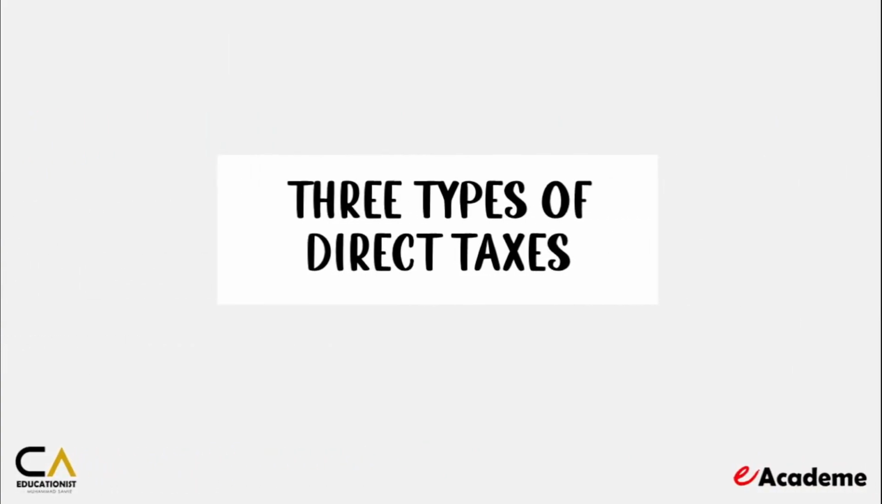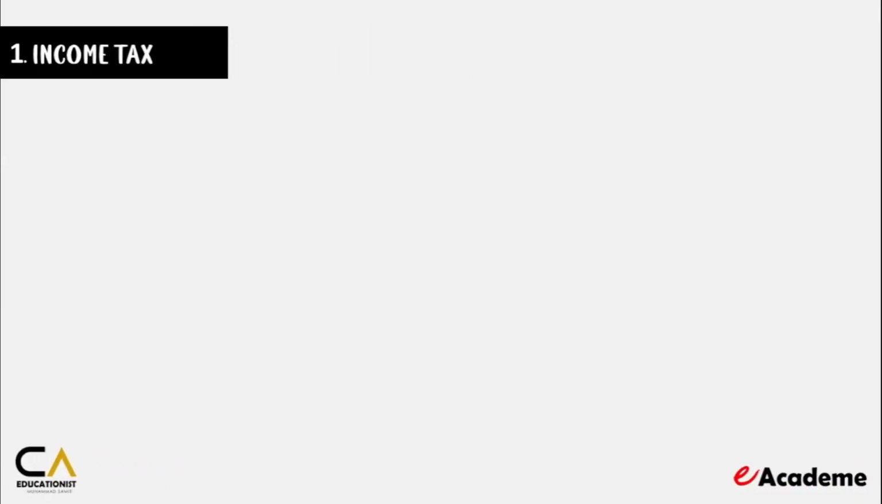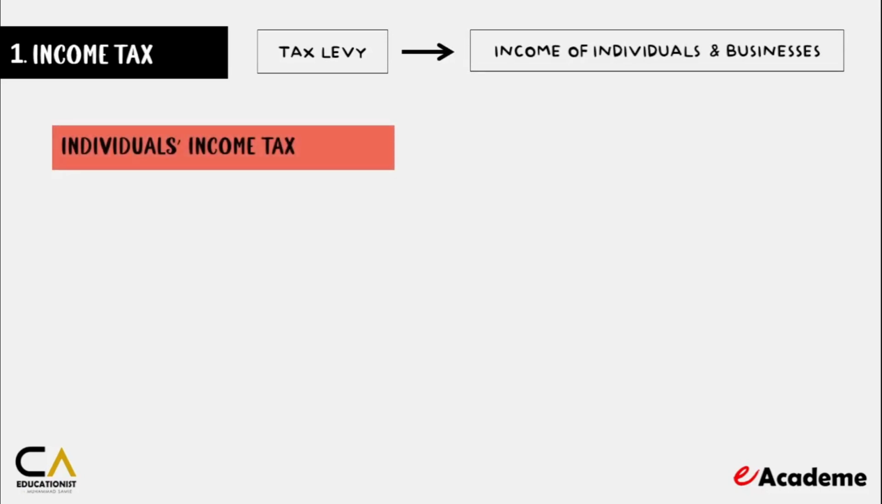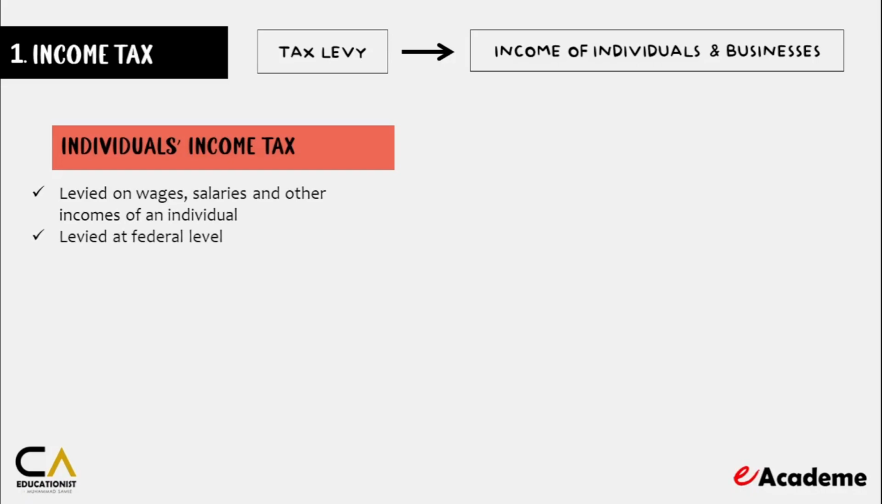Let us now discuss three commonly prevalent direct taxes across the world. Number one, income tax. Incomes of individuals and all forms of businesses are taxed under income tax. An individual income tax is levied on the wages, salaries, or other forms of income an individual or household earns. Income taxes are levied at federal level and are progressive in nature. Progressive tax system is a system in which income tax rates increase as the taxpayer's income increases. It means the higher the income, the higher the tax rate.